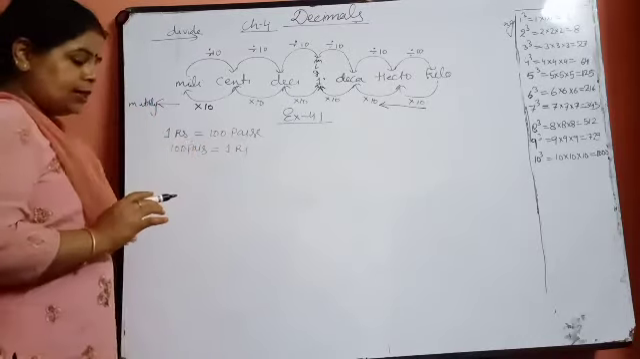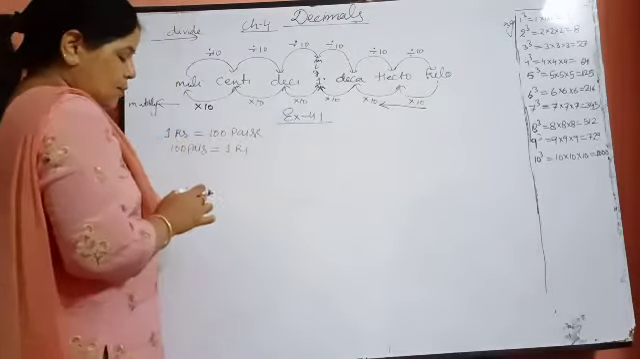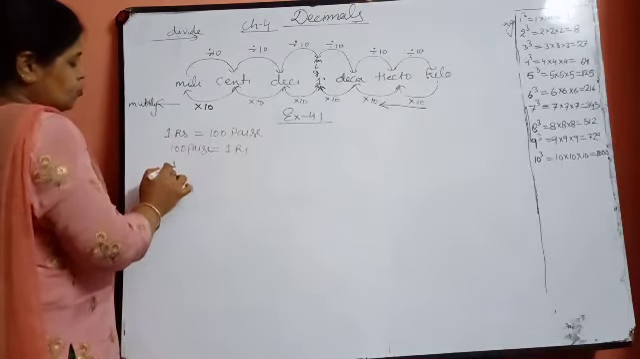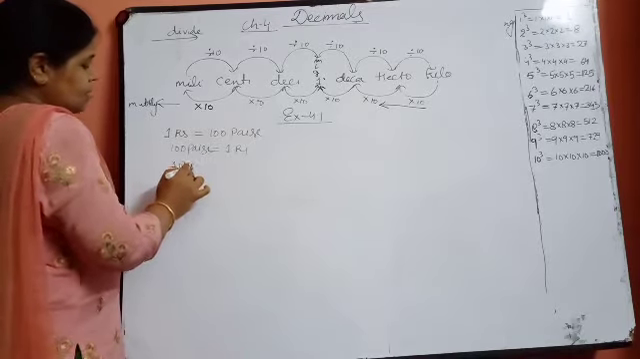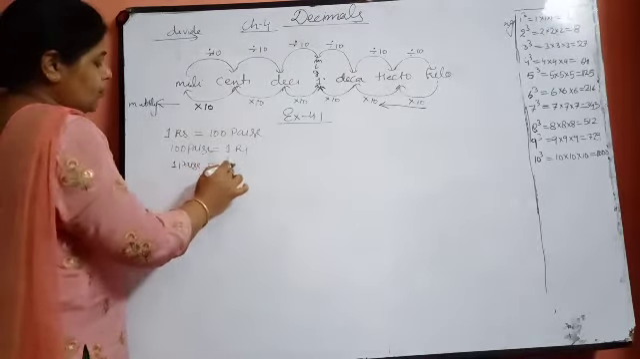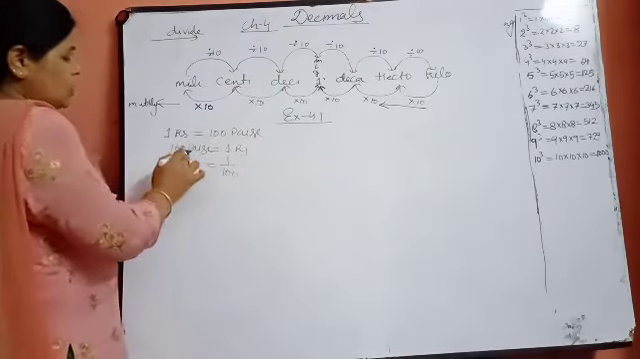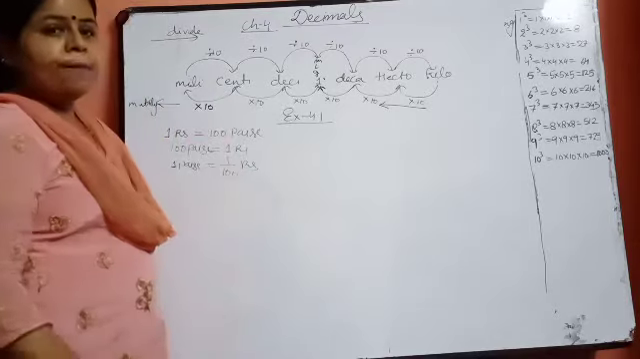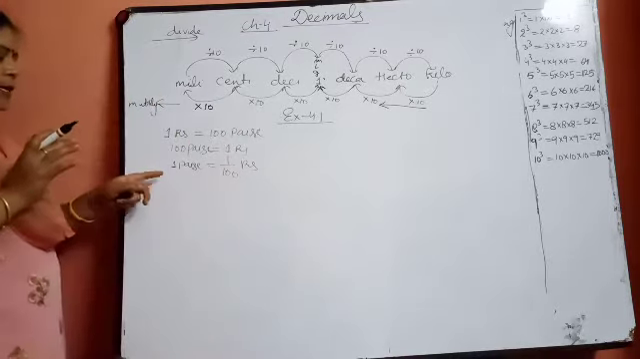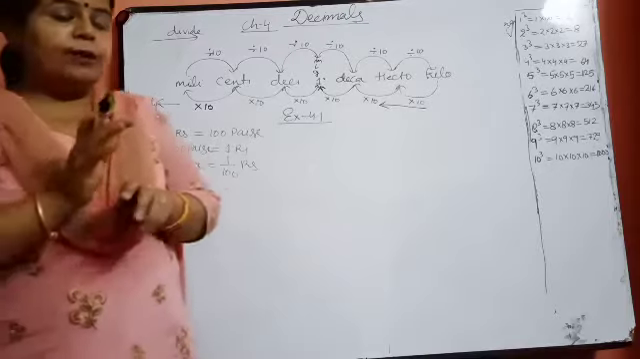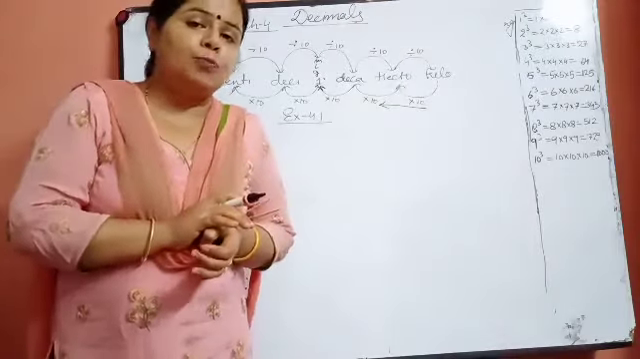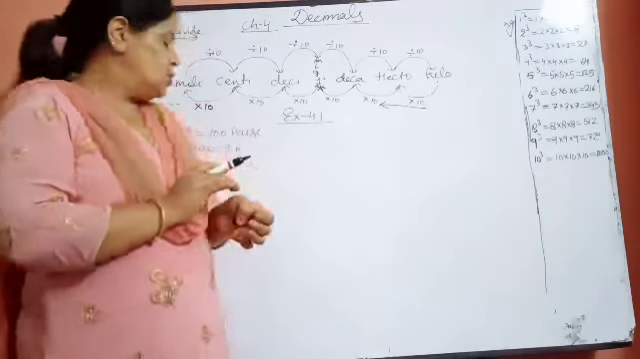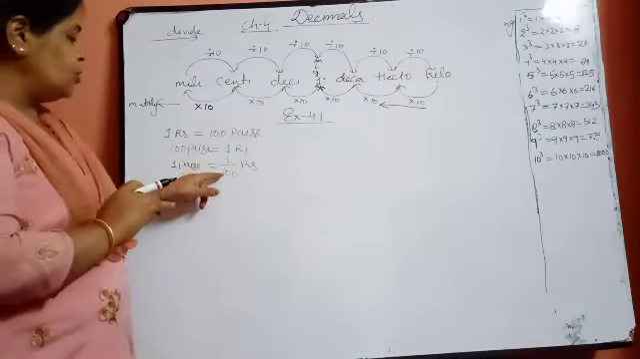Now if I would like to convert 1 pie, what will be the value of 1 pie? 1 pie will be equal to 1 upon 100 rupees. Yes or no? It means if I have 1 pie, its value will be the 1 upon 100 part of a rupee. So you can see that 1 pie is equal to 1 upon 100 rupees.